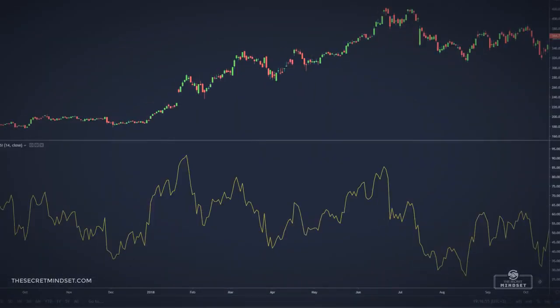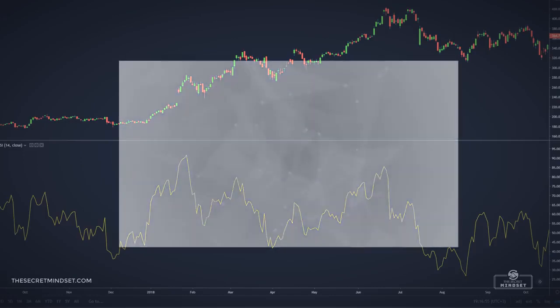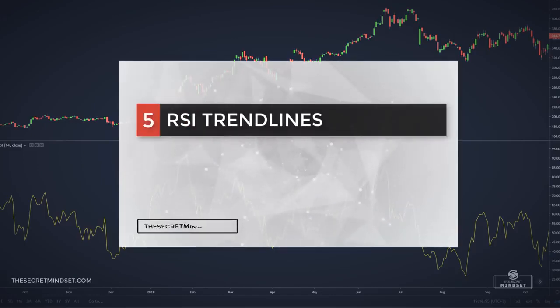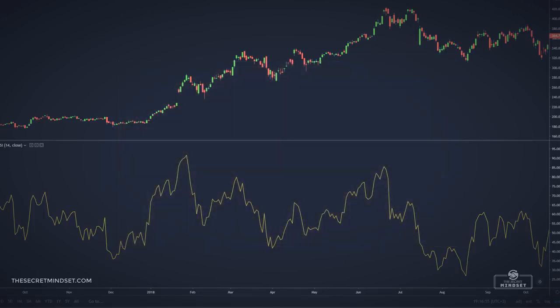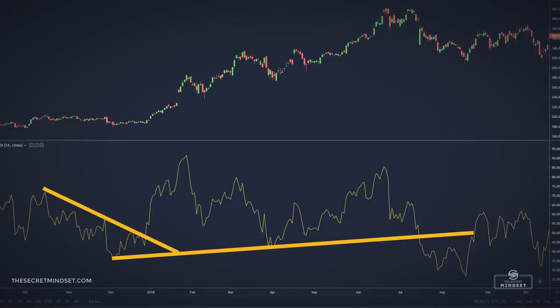The RSI indicator can also be useful for drawing trend lines. The technique of drawing trend lines is subjective and is not a precise science. This method is simple. You draw straight lines on the RSI indicator connecting support points for an uptrend or resistance points for a downtrend. A valid line should connect two or more support points that define the trend.